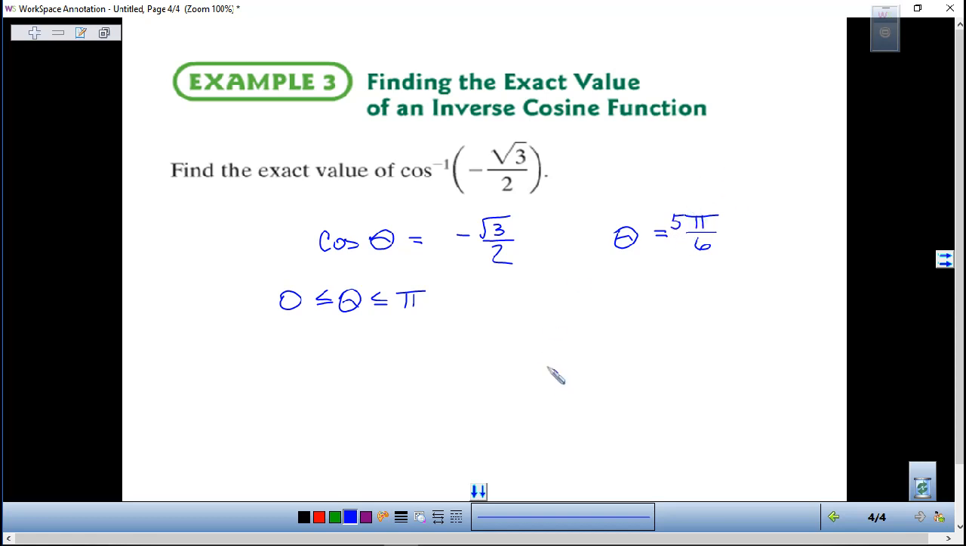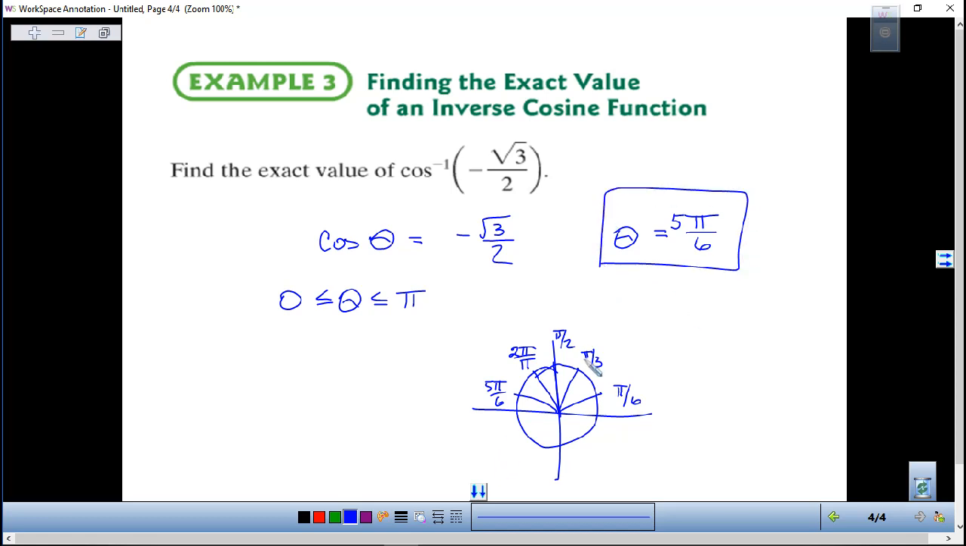Now, guys, if you're wondering what I did right there, I literally started here and counted pi over 6s all the way around to there. Here's pi over 6. That's not the one I need, because that would give me a positive. 2 pi over 6 reduces to pi over 3. 3 pi over 6 reduces to pi over 2. 4 pi over 6 reduces to 2 pi over 3. And then 5 pi over 6 will not reduce, so there's the pi over 6 multiple that I'm looking for, and it's in quadrant 2. So there's my angle.